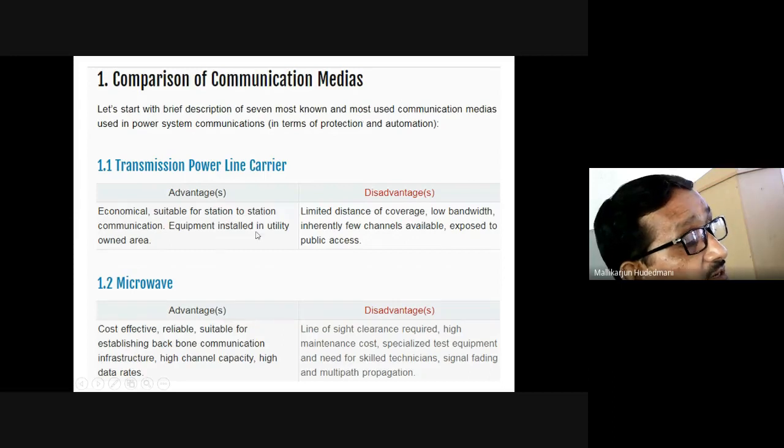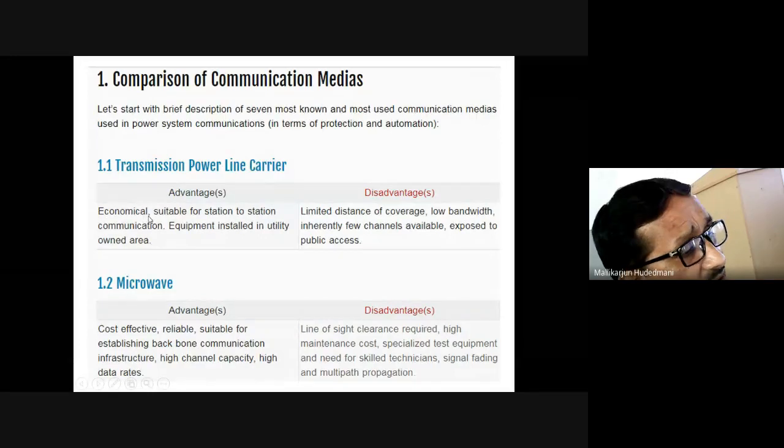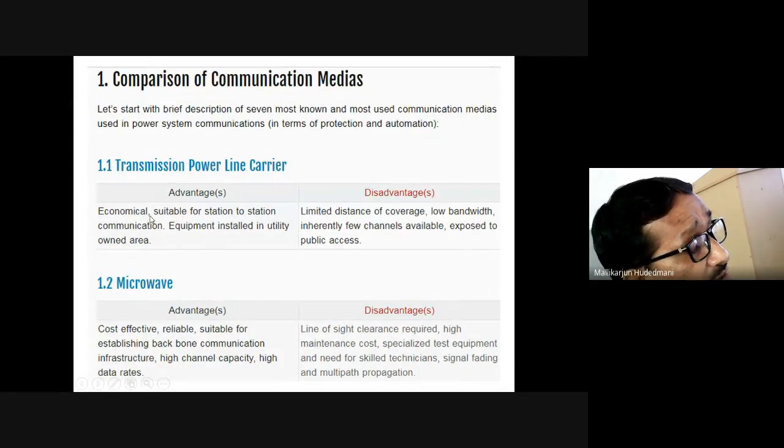Communication media for the power system. The transmission power line carrier, PLCC. Power line carrier communication is very advantageous. It is economical because you are not installing any special transmission or data communicating line. Only the existing transmission sections are used.